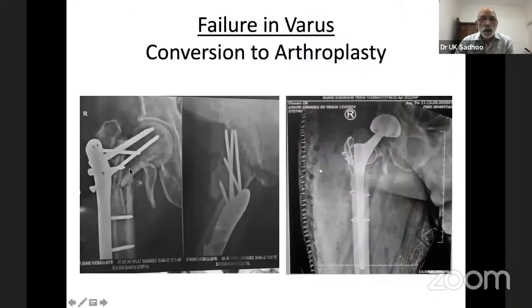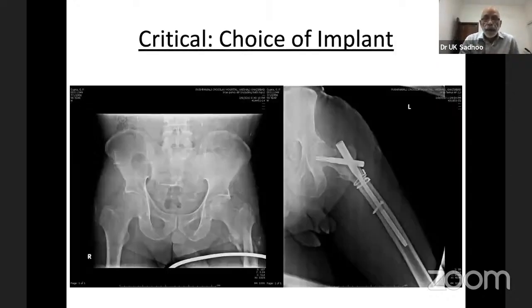And just a close-up of the mode of failure: the implant cutting through, or in fact the head and neck portion going into more and more varus, because this is a rigid implant. So it is the fragment that goes down and the nail stays there, cutting through the rest of the fragment. So this patient had to undergo a long stem prosthesis. Choice of implant is critical, as is the technique.